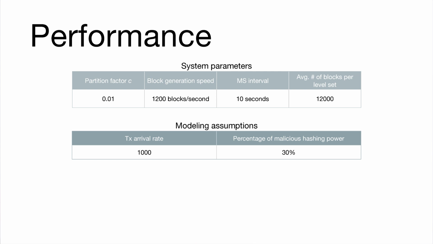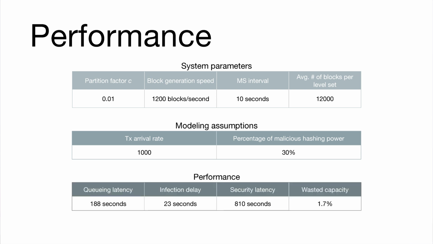Here are the modeling assumptions. The transaction arrival rate we assume is going to be 1,000, and we hope to achieve 1,000 TPS. And the percentage of malicious hashing power is assumed to be 30%. And here's the performance. The queuing latency is around 3 minutes. The inclusion latency is half a minute, and the secure latency is a bit longer. It's 800 seconds, and the wasted capacity will be 1.7%.